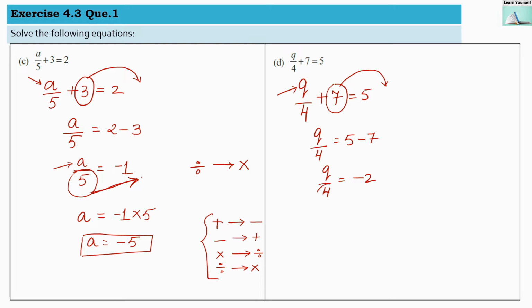Now 4 is in division. Once it changes side, it will go to the numerator and to multiplication. The number which is in division, once it changes side, goes to multiplication. So Q equals minus 2 into 4. We will get Q equals minus 8, and this is our answer.